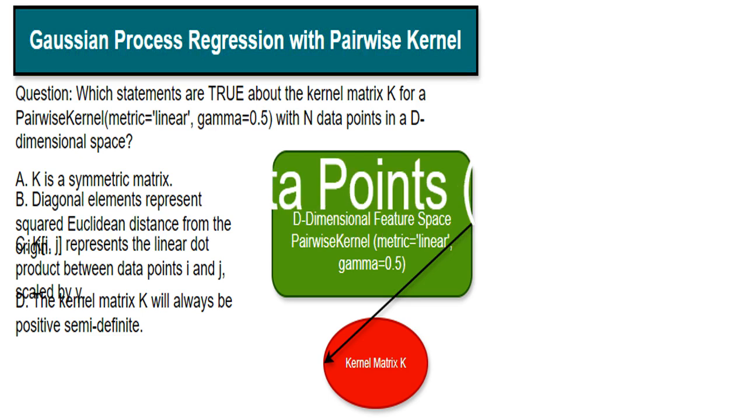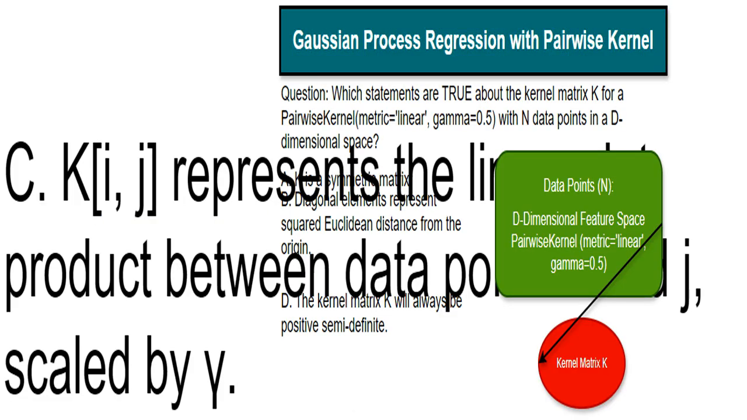The PairwiseKernel function generates this matrix, which shows how similar every pair of data points is. Each entry represents the scaled dot product of the ith and jth data points. I have a total of n data points in my dataset. Each of these is a point in the d-dimensional feature space described above.